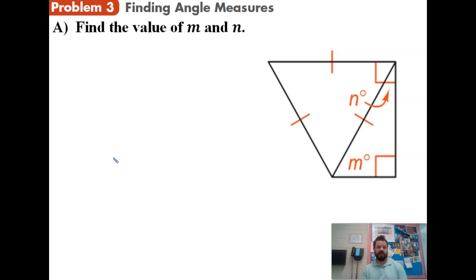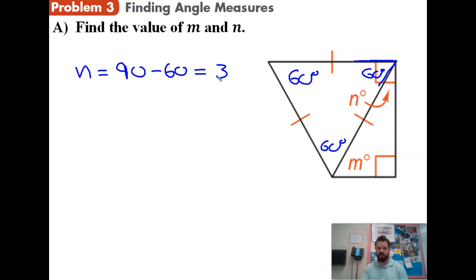Problem 3, part A says find the values of m and n in this figure here. And here's the trick for that. Notice I have two triangles and one of them is equilateral. Therefore, I know that all three of its angles are 60 degrees like we just said. Meaning that this part of the right angle here is 60. So if I want to find angle n, I'll just take 90 for the right angle minus 60, which is going to give me 30 degrees for n.